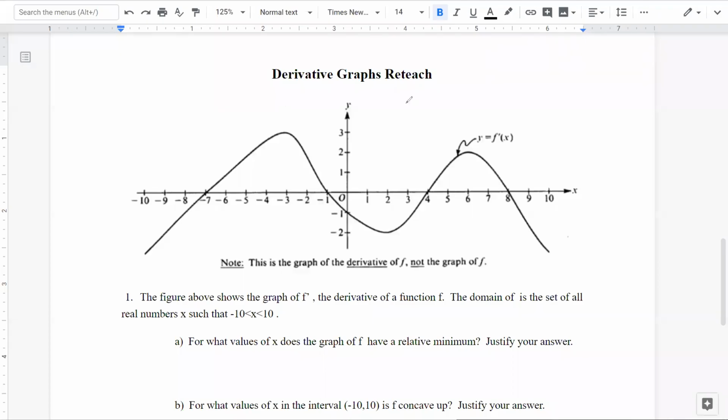Okay, if you missed the Zoom call on derivatives graph reteach, I hope you're watching this video and this can get you caught up. So if we look at the first problem, we are given the graph of f prime, the derivative graph.